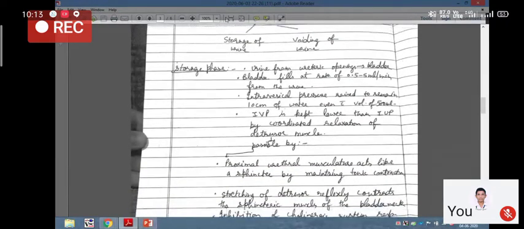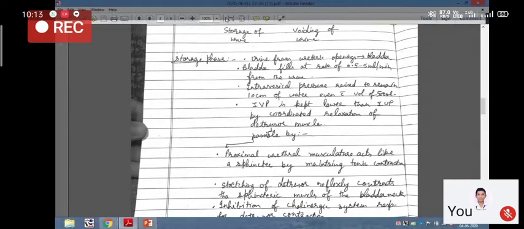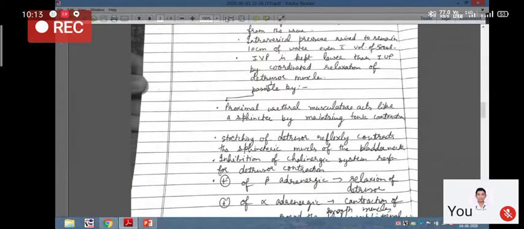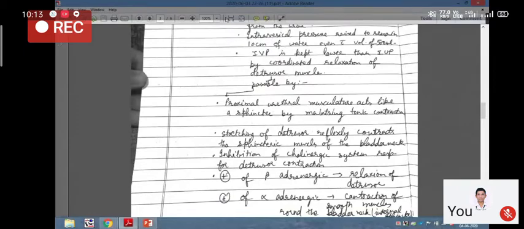And this is possible by the proximal urethral muscle acting like a sphincter by maintaining a tonic contraction. And the stretching of the detrusor contracts the sphincteric muscles of the bladder neck. And there is inhibition of the cholinergic system, which is responsible for detrusor contraction. The sympathetic nerve fibers are responsible for the relaxation of the detrusor. When there is stimulation of beta adrenergic fibers, there is relaxation of the detrusor.